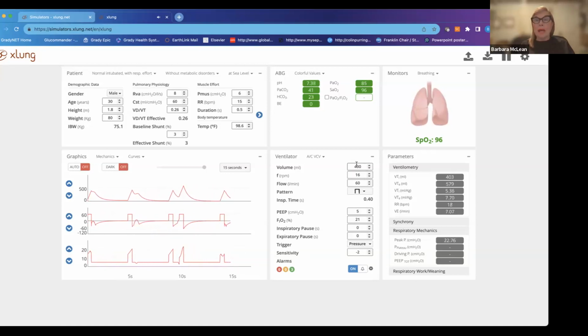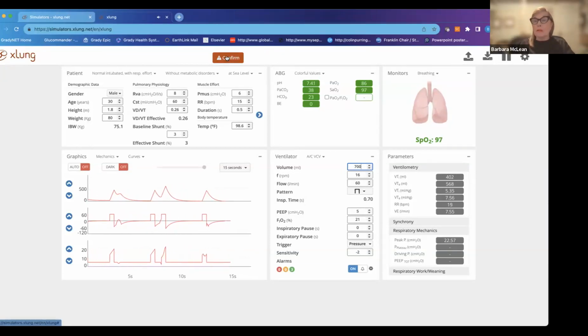Typically, we're going to adjust that with the tidal volume and the respiratory rate. We're also going to adjust the flow rate. And you can see once again that I have a nice peak inspiratory pressure. Now, let's just see what would happen. You would never do this ever, ever, ever. I just want to see what's going to happen when I go up on my tidal volume.